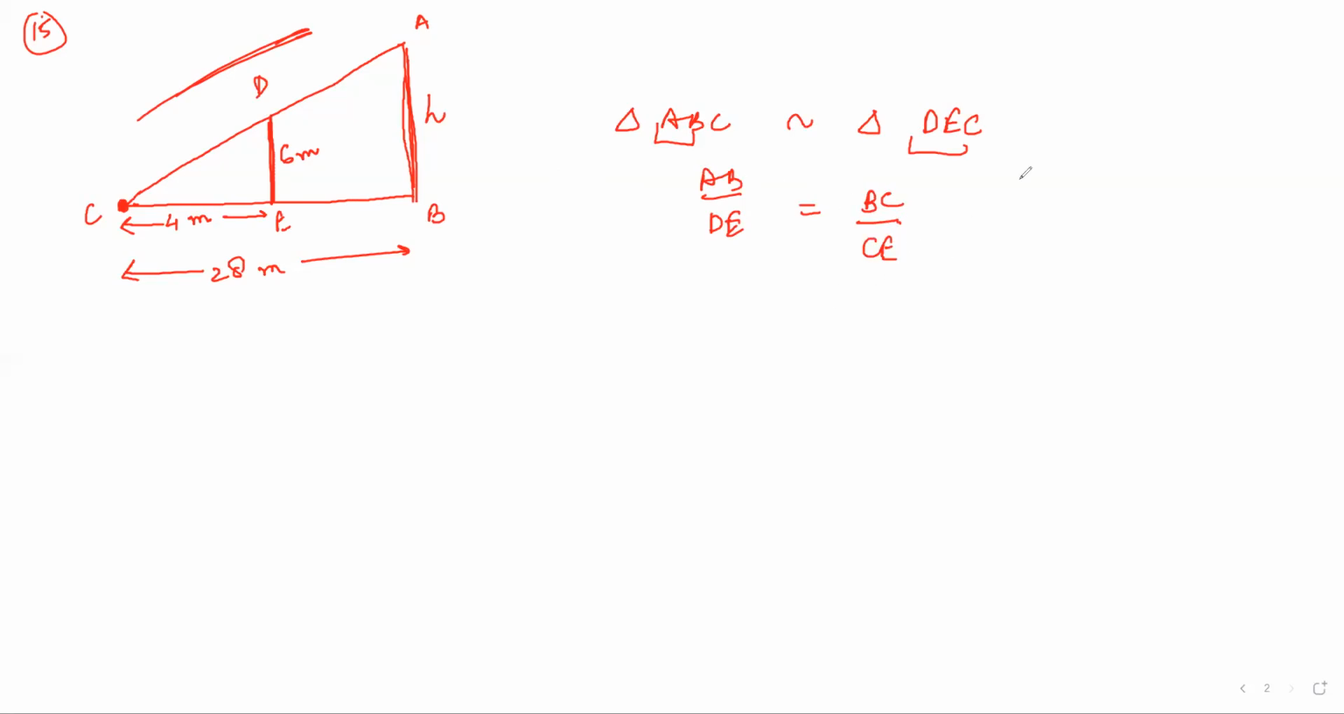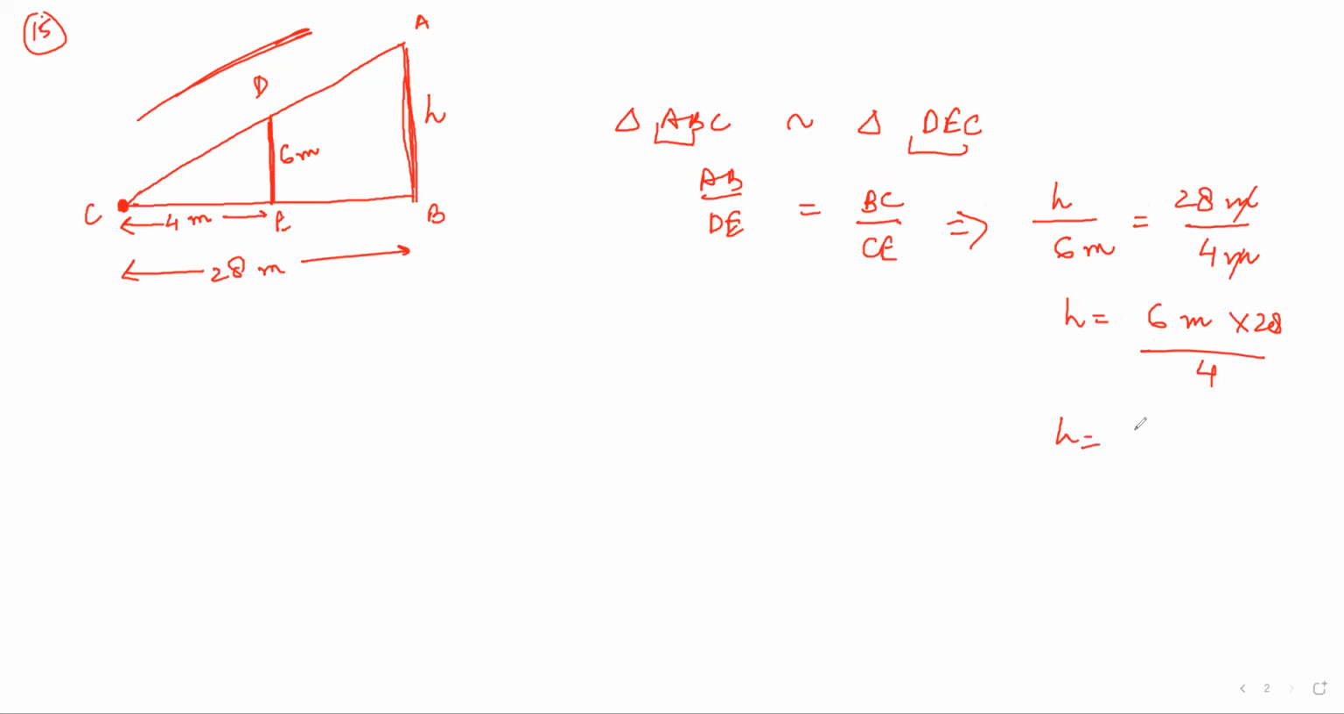So if I get this thing, Martin, see, AB is what? H, which I have to find. DE is 6 centimeters, which is already given. Then BC length is also given, 28 meter. And what is the length of CE? 4 meter, right? So I can find H. From here, my H will be equal to 6 meter into 28 divided by 4.